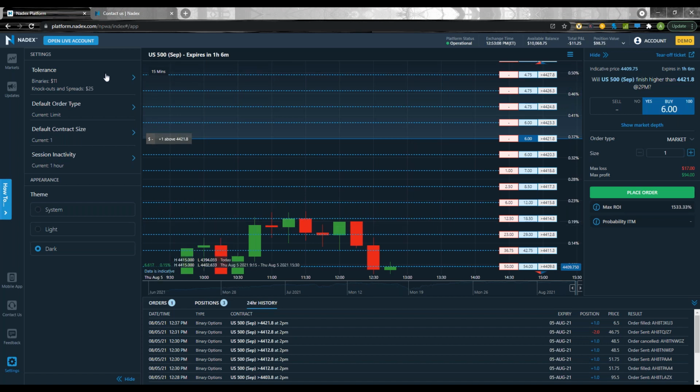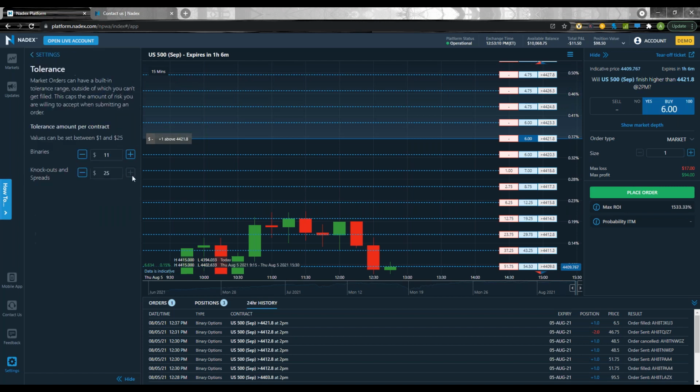So first of all, we have the tolerance. I went over the tolerance a little bit earlier and how that works. By default, it's going to be 10 and 3 on a new account that you open for binaries and the call spreads and knockouts. For the binaries, that $10 range is going to be obviously $10 over the price. But let's say that you always want to be filled at the exact price, and if you don't get that exact price, you want the contract to be canceled, you can always put that to 1.